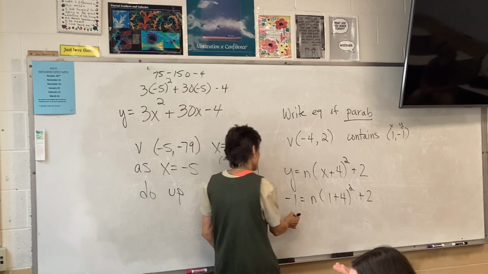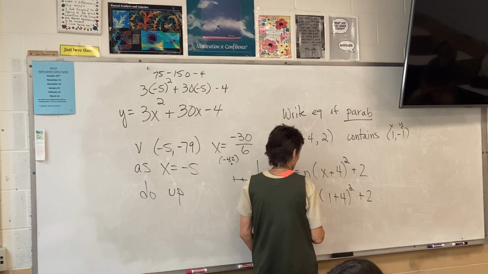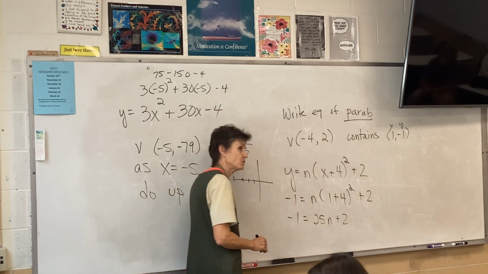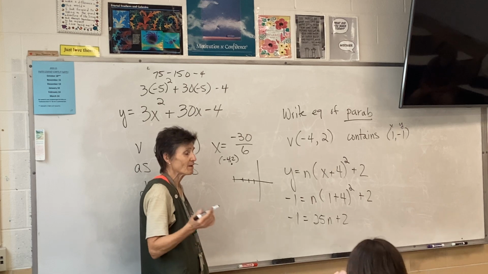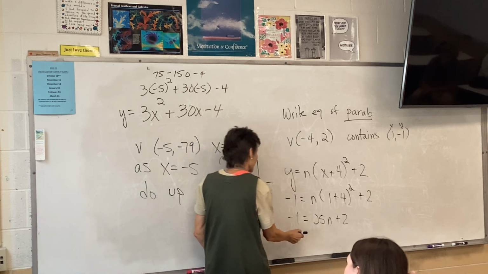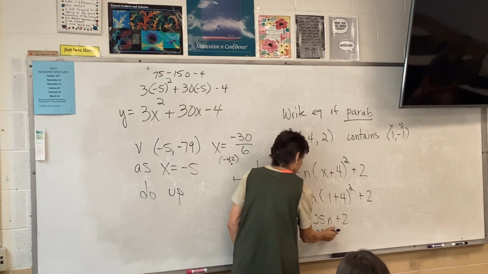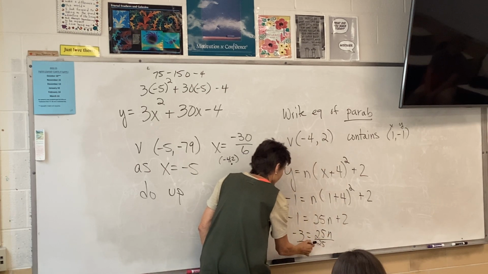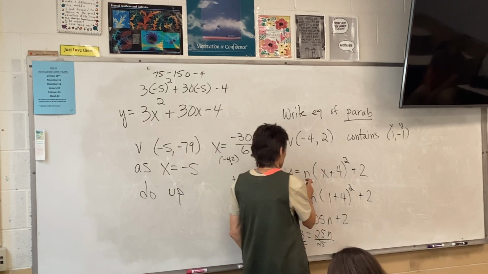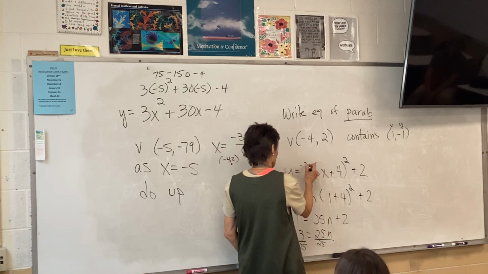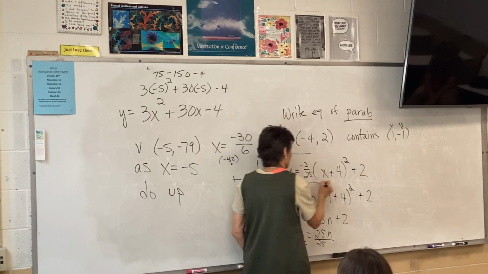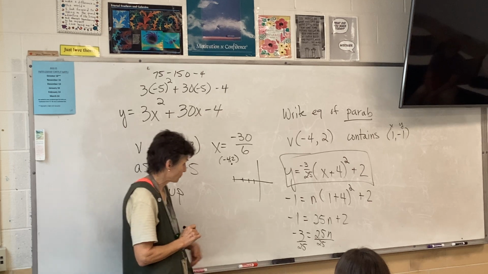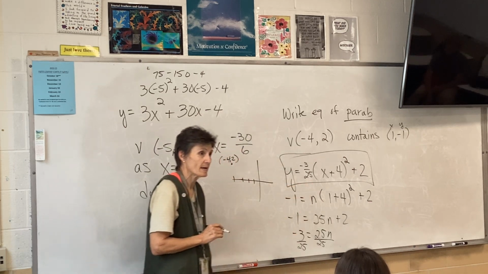One plus 4 is 5, squared is 25. Please don't add the 25 and the 2, they don't add together. 25 ends. So we're gonna subtract the 2 and divide by 25. So my answer is that. I put 3/25 negative in for the n value.